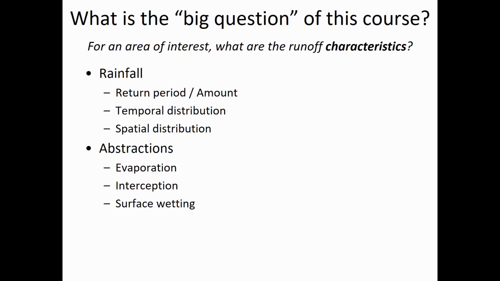And so the abstractions that I listed here on the whiteboard as being one of the differences between rainfall excess and rainfall includes evaporation, interception, the wetting of surfaces before the water starts to move overland. And so the rate of evaporation during a storm event is going to be relatively low, because if you think about the time scale, evaporation is measured in terms of millimeters over the course of a day.